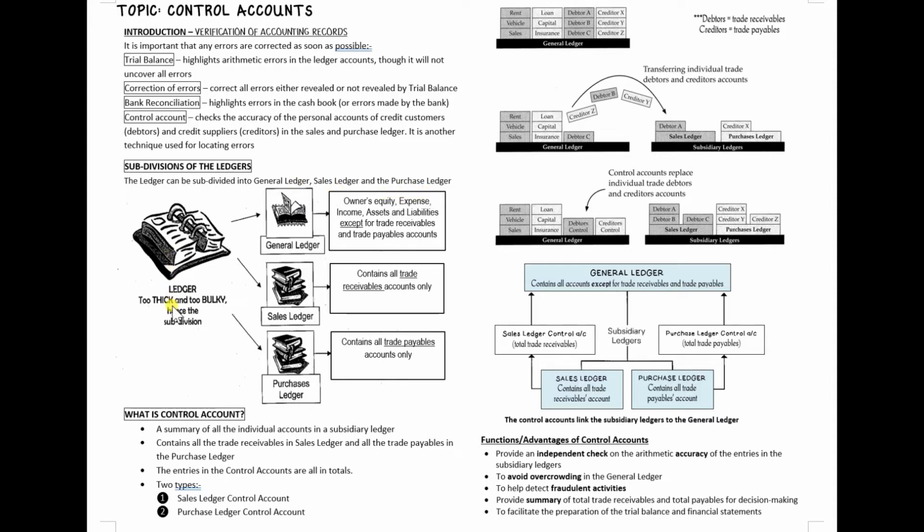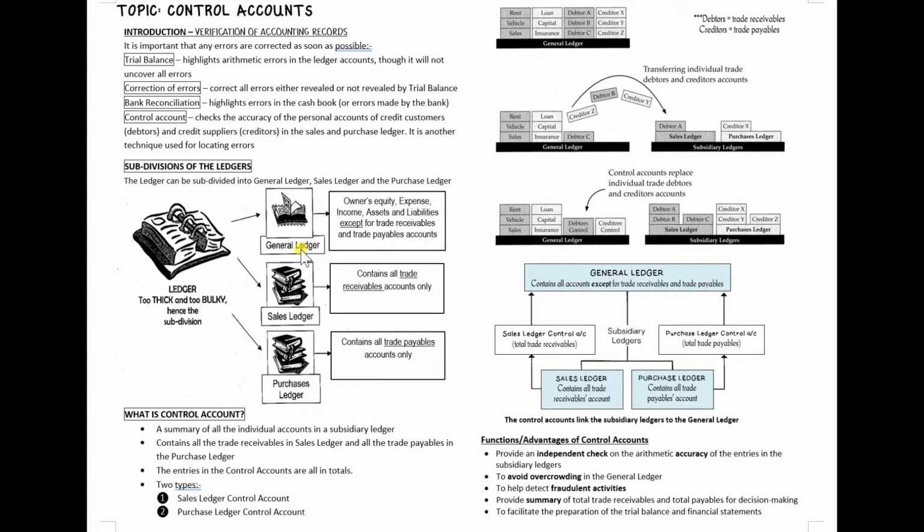Why is that so? Now if you just think of it, business day in day out, they have so many transactions, and then they can have so many accounts. That's why the ledger will become too much, okay. So they divided it into three categories. So we can have the general ledger, the sales ledger, and the purchase ledger.